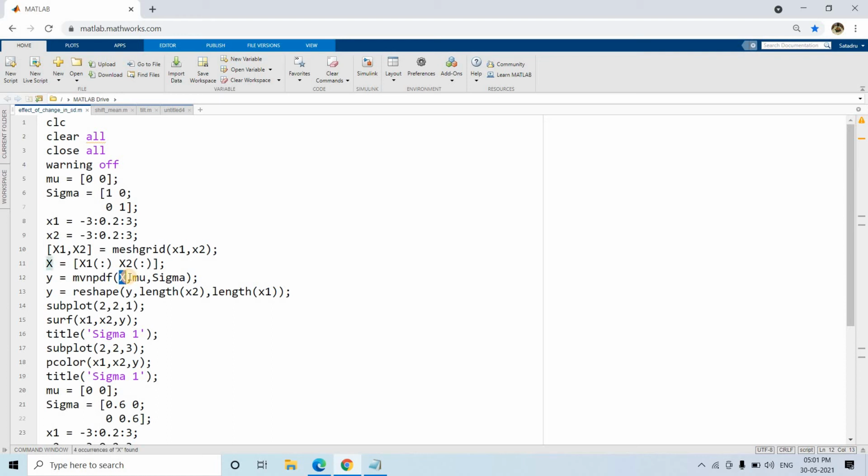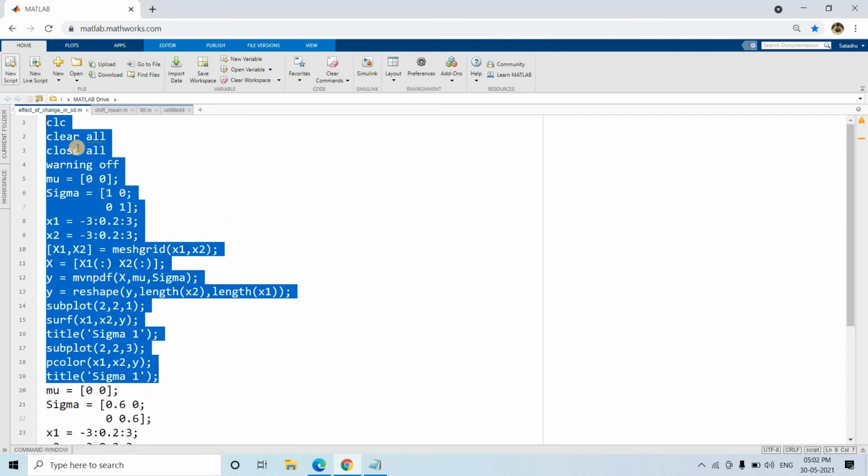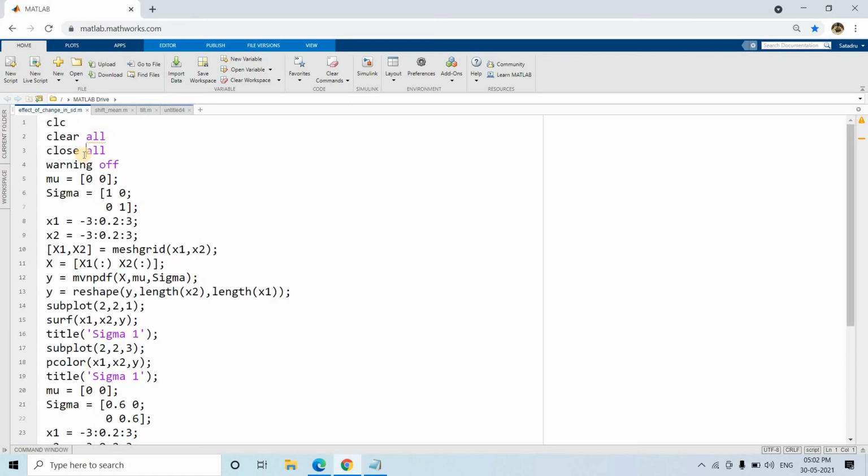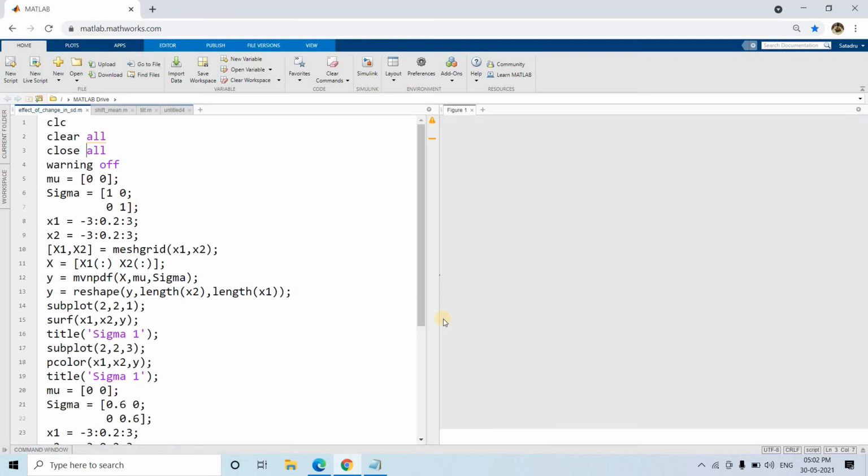You can explore more from the documentation. We are passing the x and y values, or we can say the x1 and x2 random variables, then their mean, and sigma. Then reshaping and plotting that with a surface plot. We also want to see the two-dimensional plot, that's why I am giving pcolor as well, and the title is sigma 1. So let's check that. Let me run this particular part and evaluate selection. It will take some time, but we can easily understand how the multivariate Gaussian distribution will look.